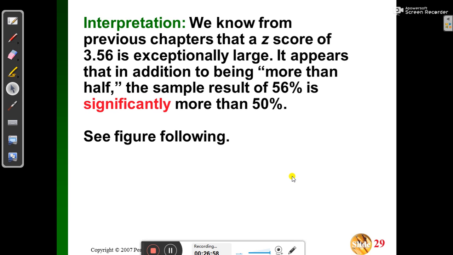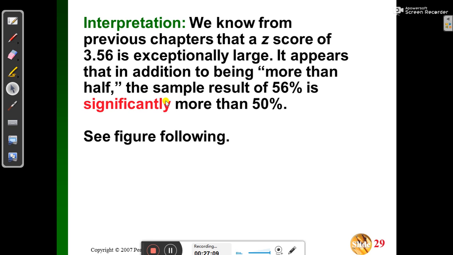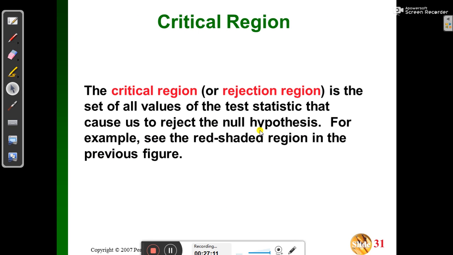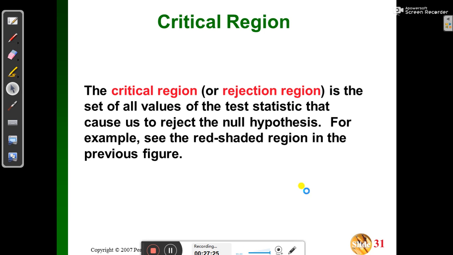So what is our null hypothesis? Null hypothesis is p equal to 0.5. So we can reject the null hypothesis, and we can accept the alternate hypothesis. What will that mean? For example, see the red shaded region in the previous figure. This is the critical region of this diagram. So whenever that value falls in that area, we can say that the null hypothesis is not true.